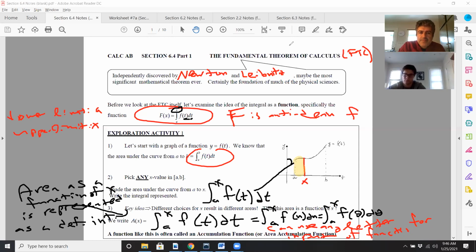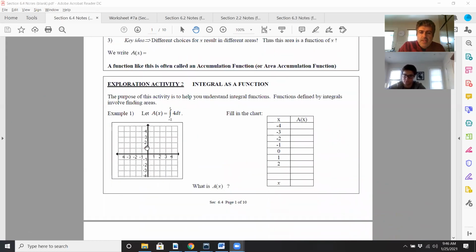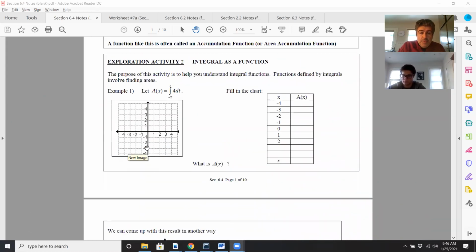Let's look at another. This one's going to be very important. So we're really going to drive this point home, I think, very well. Again, this will help you to understand integral functions. Functions defined by integrals involve finding areas, as we know now.